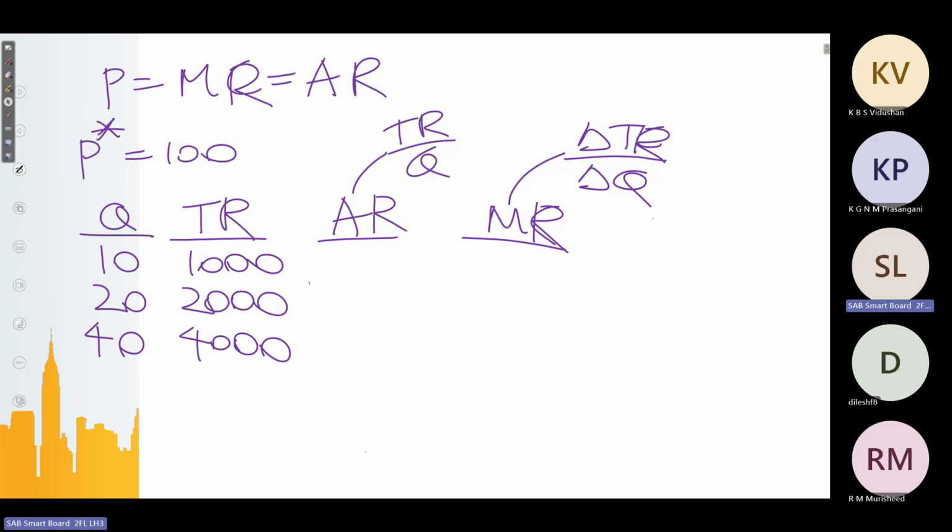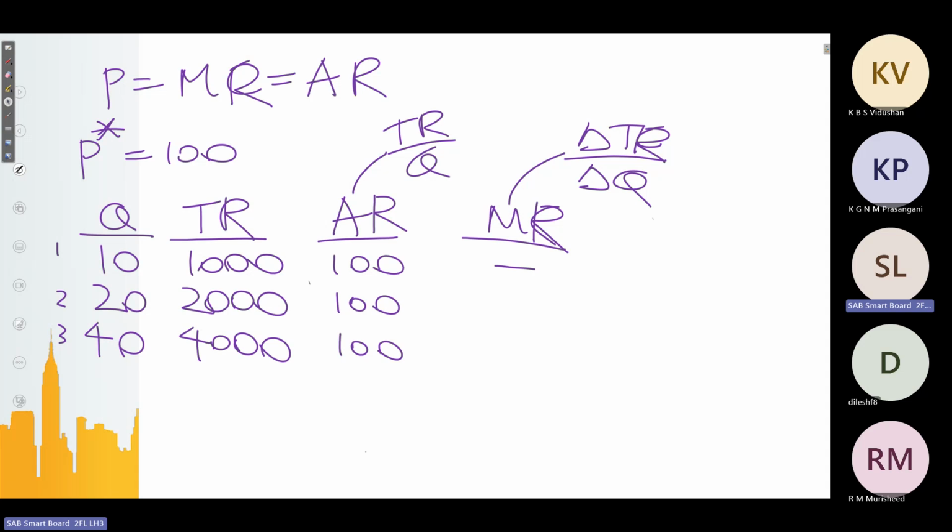At the first level of output, what is the average revenue? 1,000 divided by 10, it's 100. At the second level of output, average revenue is 2,000 divided by 20. Again, it's 100. At the third level of output, average revenue is 4,000 divided by 40. Still it's 100. And what about marginal revenue? We can't calculate marginal revenue for the first output level because we don't see the previous output level for that. So we keep it blank.